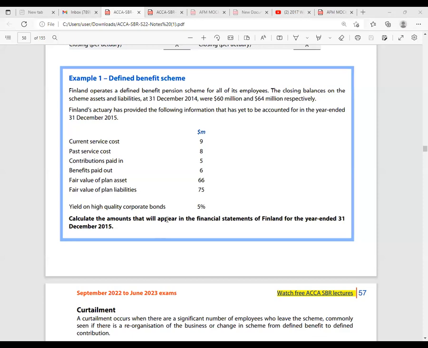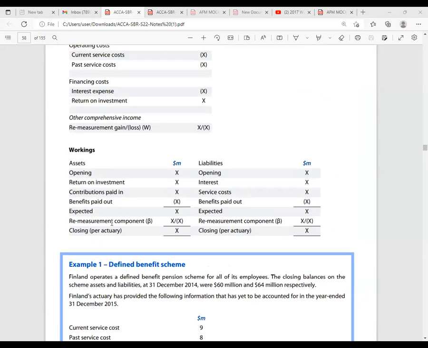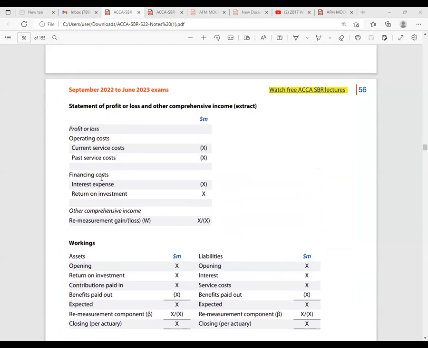Calculate the amounts that will appear in the financial statements of Finland for the year. But whenever they want us to show extracts, ladies and gentlemen, this is how you show your extracts. For example, the statement of profit or loss and other comprehensive income extract. You must give us operating cost, show the current service cost, show the past service cost, and the financing cost, show us the interest expense, show us the ROI.